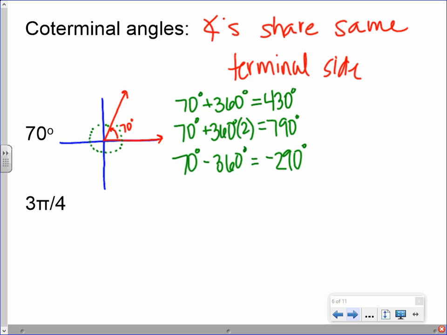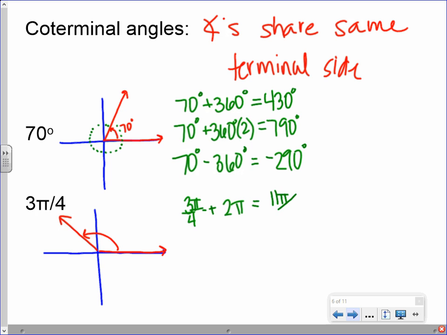Okay? Our other angle is 3 pi over 4. Three pi over 4 is in the second quadrant. We're going to do the exact same thing. We're just going to do it with radians. So our angle is 3 pi over 4. If we want a coterminal angle, we could rotate in the positive direction. If we add 2 pi to 3 pi over 4, we would get 11 pi over 4. That's a coterminal angle. We could do it again and add it again.